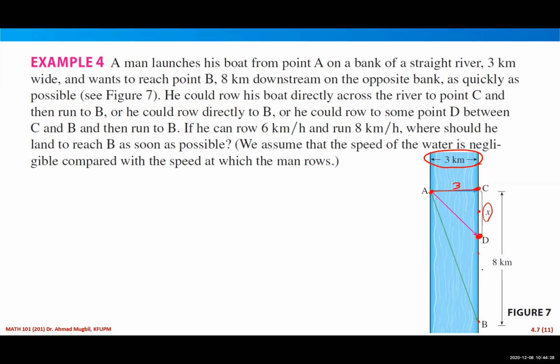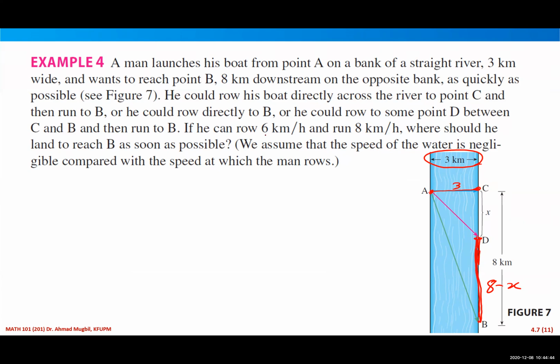It could be here, it could be here, it could be here. So it is a variable. Let's call it X. And of course, the distance from here to here will be 8 minus X, the distance from D to B. Then what else is given for us?